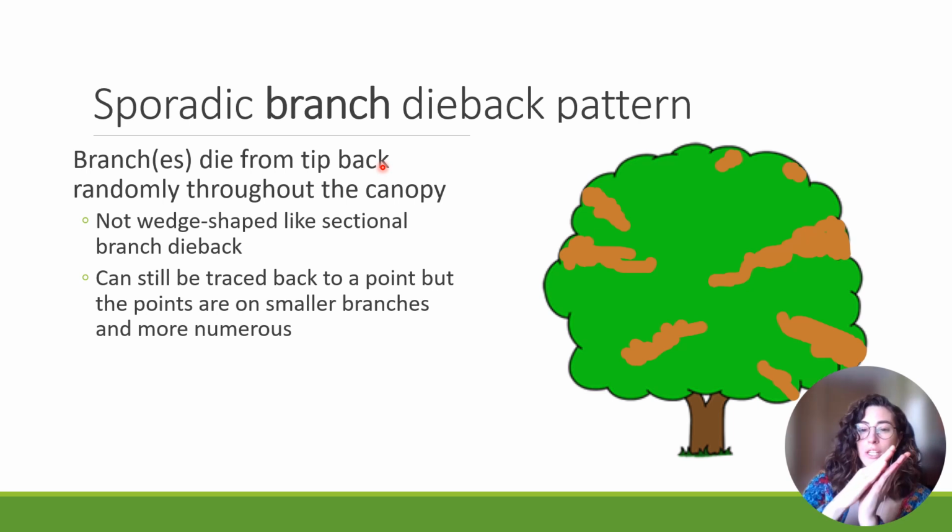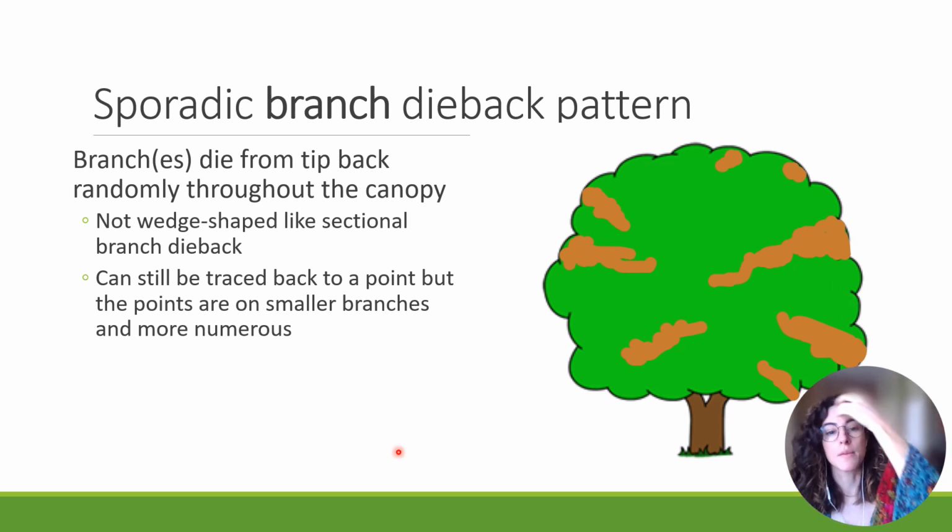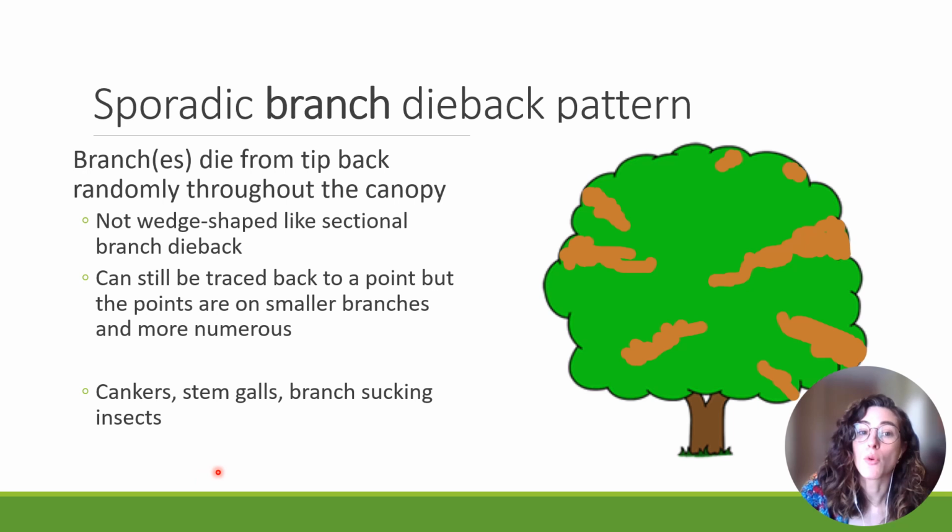So this is when we're not really creating wedge shapes. We're not really seeing that it's like a slice of a pie stuck in our canopy. What we're seeing is more just random sporadic branches scattered throughout the whole canopy. And this is important to different amounts. Some branches will be much more necrotic than others. They'll still be able to be traced back to a point, but there will be more numerous points throughout the canopy. And typically when we see a more sporadic random branch dieback pattern, we're more looking at our cankers, our galls, either insects or diseases, or our branch sucking insects.